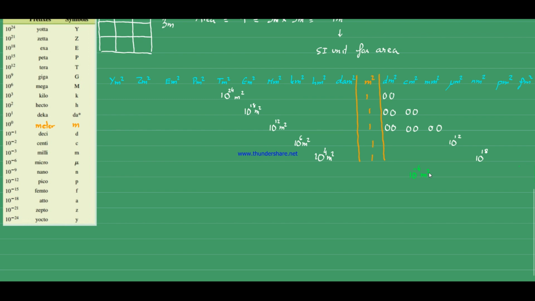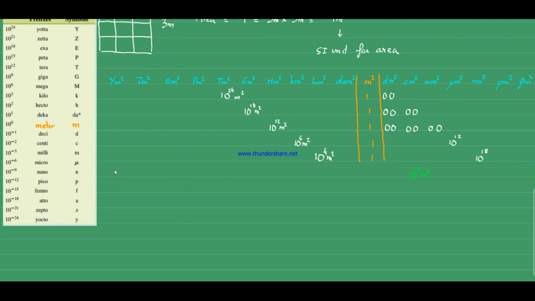Okay, for 1 centimeter square, we go backward, in this direction. So it means 1 meter square. 1 meter square is 10 to the negative 24 terameter square. Okay, so remember, if you go from left to right, it will be a positive exponent, but if you go from right to left, it will be a negative exponent.